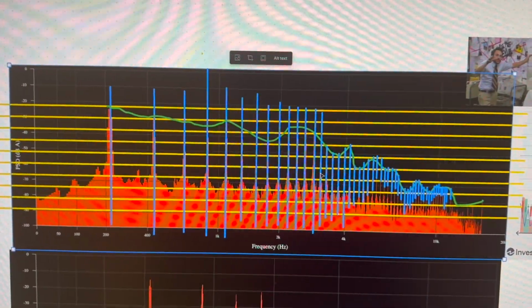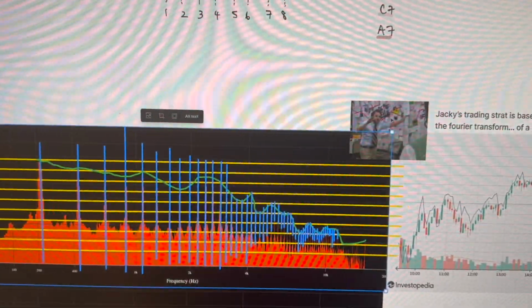I was drawing this diagram, and Matt was like, "Dude, what are you doing? You're actually this guy."